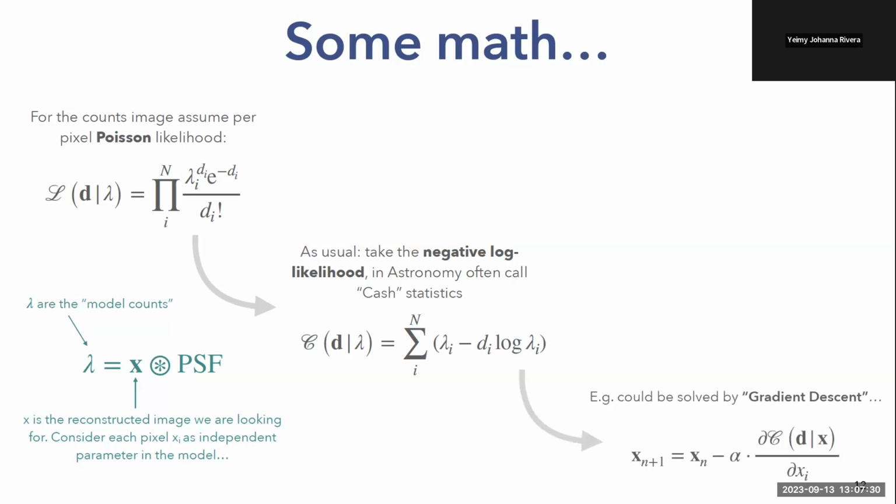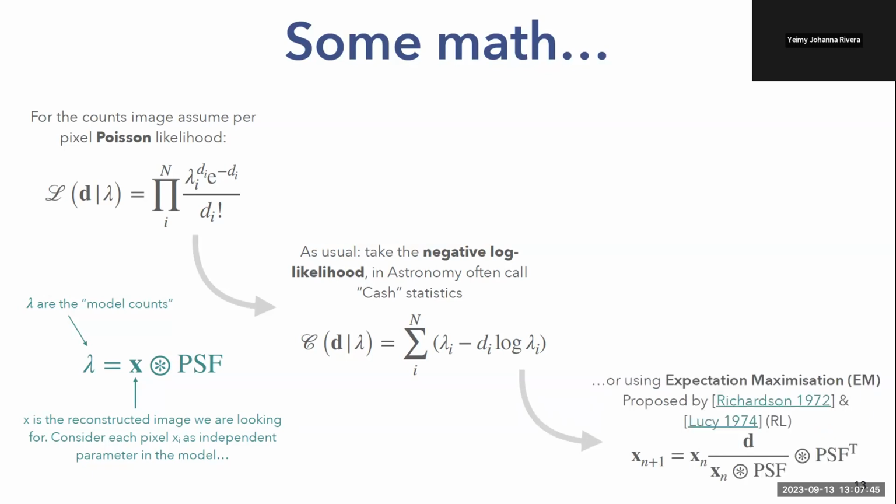This can be solved then just using gradient descent. So you take the derivative of the likelihood, then you introduce, in machine learning terms, a learning rate or step size for the optimization algorithm, and then you can try to estimate your X here.